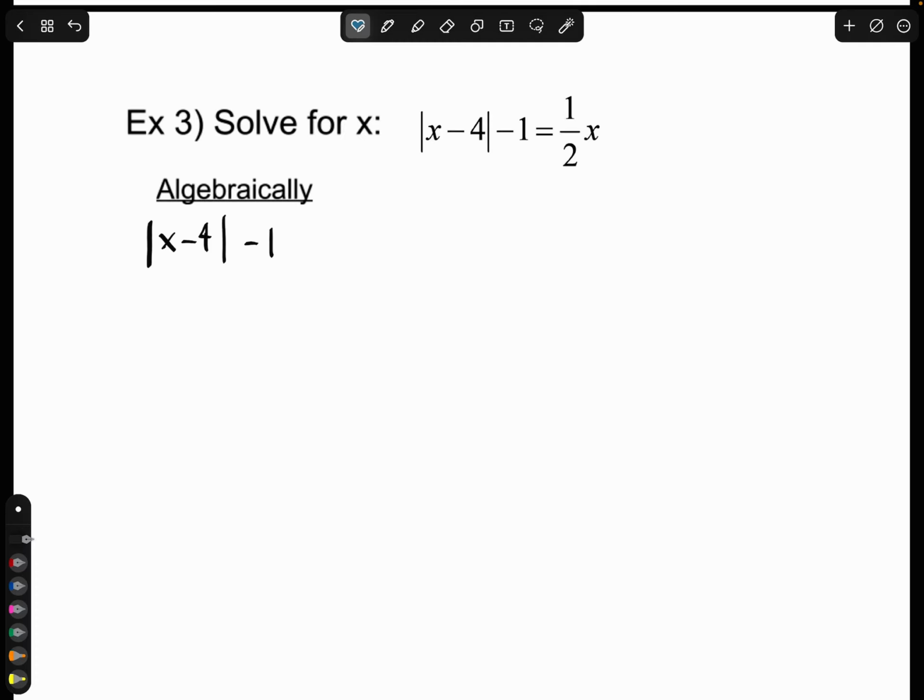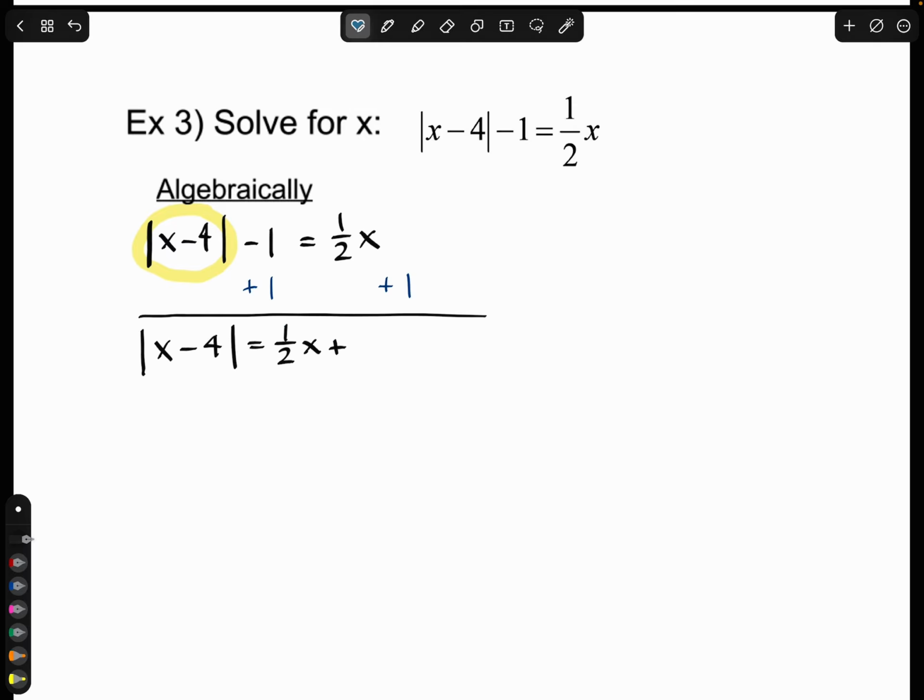I've got the absolute value of x minus 4, and then we have minus 1 is equal to 1/2 x. Now our goal here will be to isolate the absolute value when we have absolute value brackets in an equation. So the first thing we would do is add the 1 to each side. Let's just get rid of that. When we do, we've got the absolute value of x minus 4 is going to equal 1/2 x plus 1.